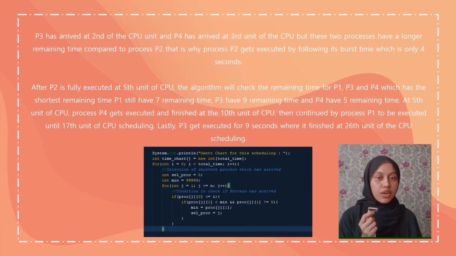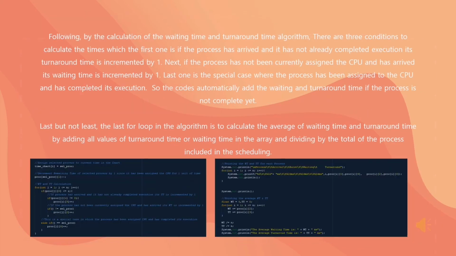Then continue with the process of P1 until 17 units of CPU scheduling. Lastly, P3 gets executed for 9 seconds, where it finished at the 26th unit of the CPU scheduling.